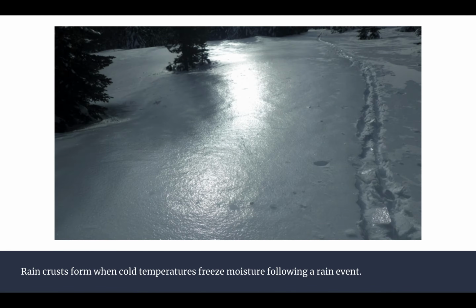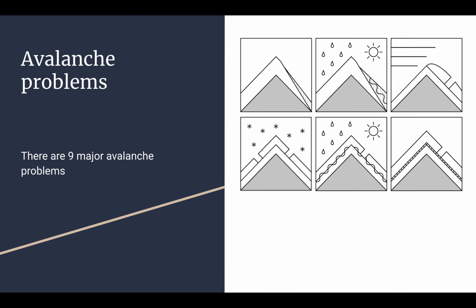Then this is a rain crust. It's much more smooth, as you can see from the image, than a sun crust. Rain crusts form when a rain event saturates the top layer of snowpack, and then all of a sudden it freezes right after that rain. So it pretty much forms kind of a skating rink like texture. It's just a sheet of ice on top of the snowpack.